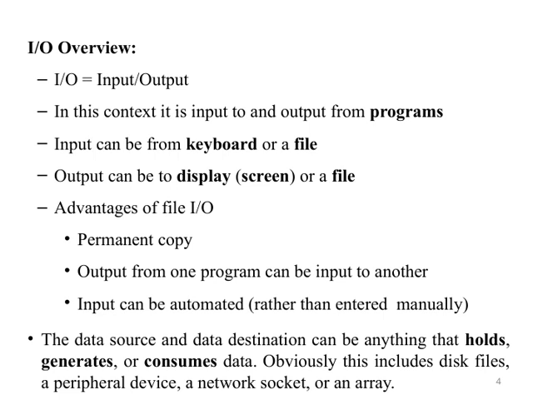Another benefit is that input can be automated, so instead of manually typing data each time, programs can handle data automatically, saving time and reducing errors. It's important to understand that the data source or destination isn't limited to just files. It can be anything capable of holding, generating, or consuming data, like a peripheral device, a network socket, or even an array within a program. This flexibility is fundamental to how programs interact with their environment and process data efficiently.